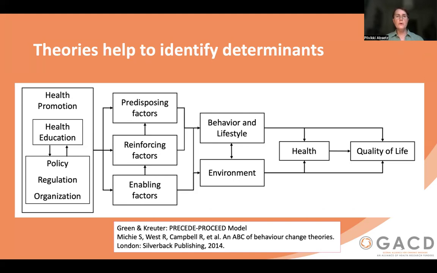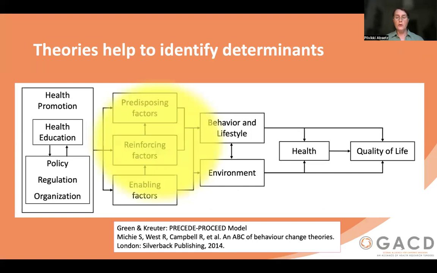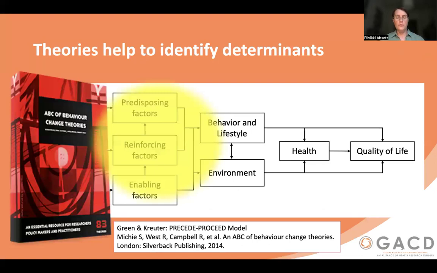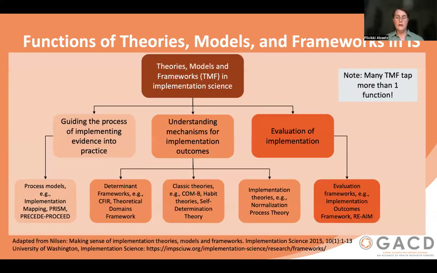This PROCEED model we already looked at, and now we will dive into the determinants and behavior change theories that inform them. We are not going to review all the 83 theories in this massive handbook, the ABC of Behavior Change Theories by Susan Michie and her colleagues, but we will look at selected theories from this slide that you have also already seen in my last lecture.